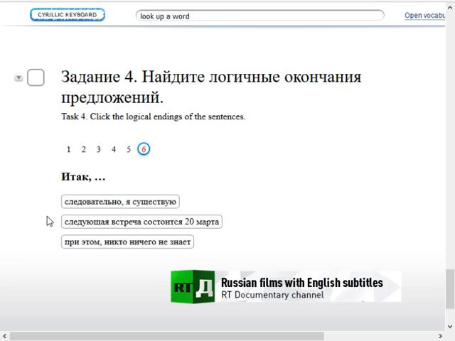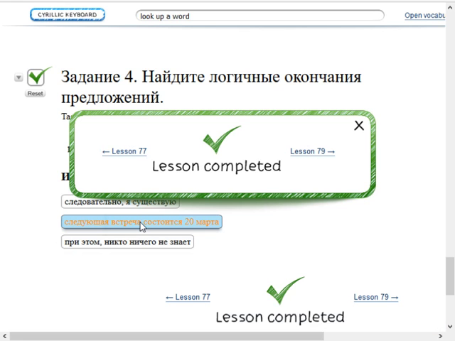Следующая встреча состоится 20 марта. So the next meeting will occur on the 20th of March. Or при этом никто ничего не знает. Despite that, nobody knows anything. So, well, obviously, I guess the second one makes sense. So to sum up, next meeting will be 20th of March. And indeed, that was correct.